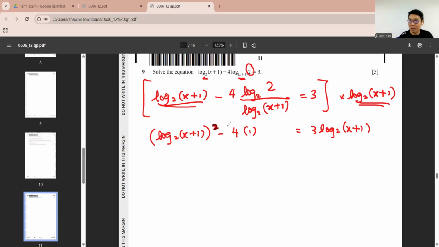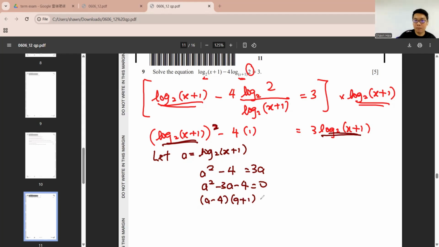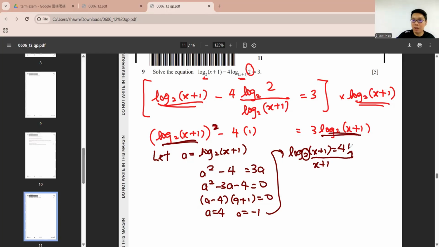If you read these equations and they look very scary, then you can let the very complicated things become, let's say, A. Then you solve it. Remember, after we let, at last we need to replace back, my A is log base 2 of x plus 1. So this thing is 4. The base, I need to remove. I throw it here, and then the thing here goes up. So the first answer, x equals 15.